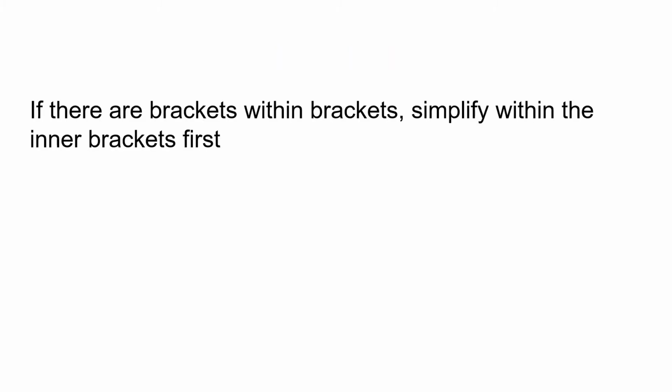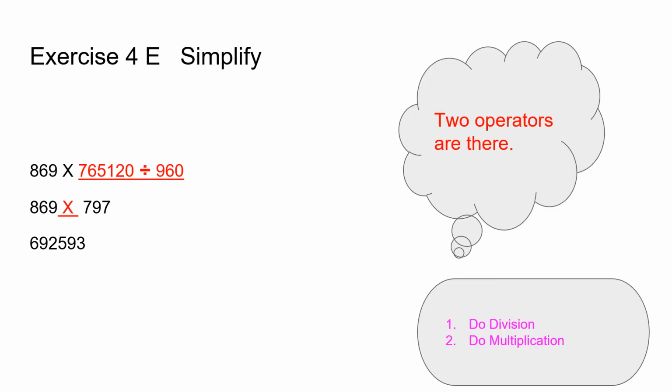If there are brackets within brackets, simplify within the inner bracket first. That means if round and curly, both the brackets are given in one sum, first of all, we will solve the round brackets and after that curly brackets. Now children, we will start solving exercise 4E. Let us start. Question number 1.